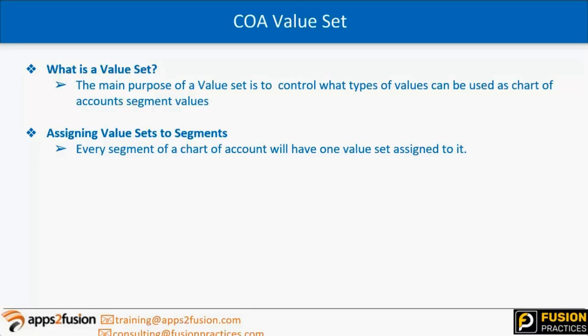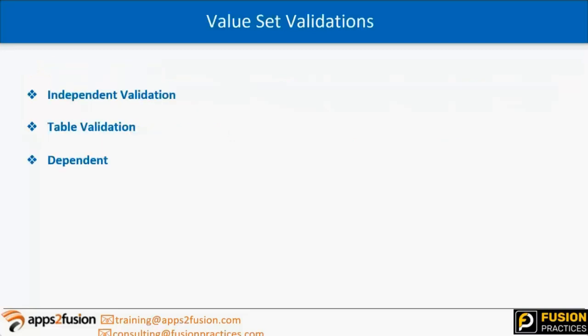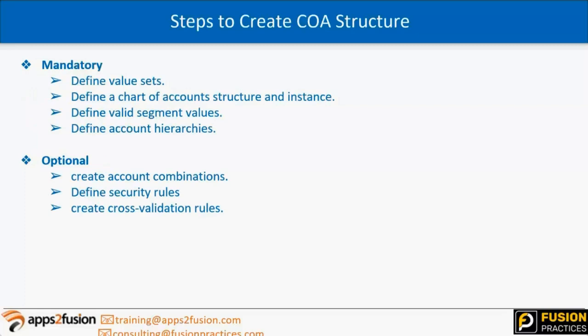So the suggestion is to use a different value set, but system-wise you can have the same value set or different value sets for both the segments. But for other segments, obviously the value set would be different because the values will be different. Value set validation: we can only have independent validation in our chart of accounts. We cannot have dependent. Those are just the types of validations that you can have.